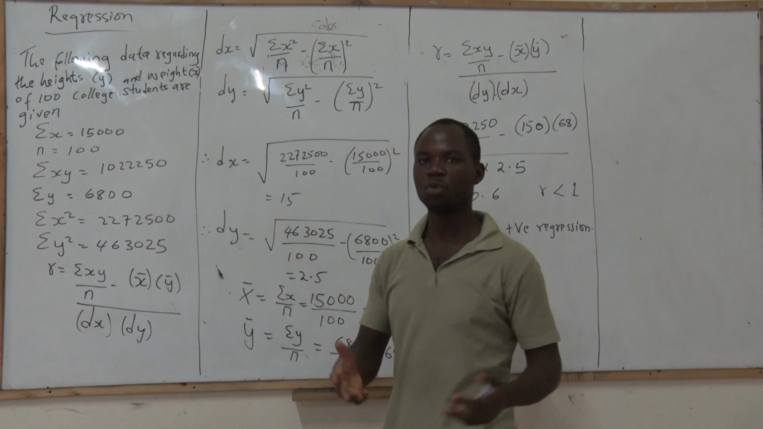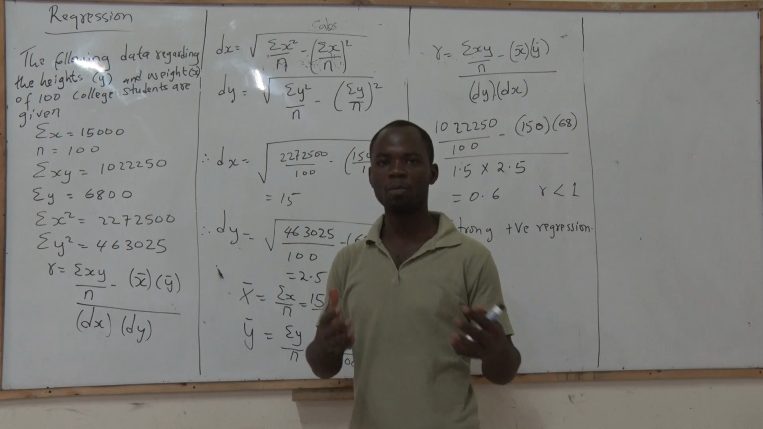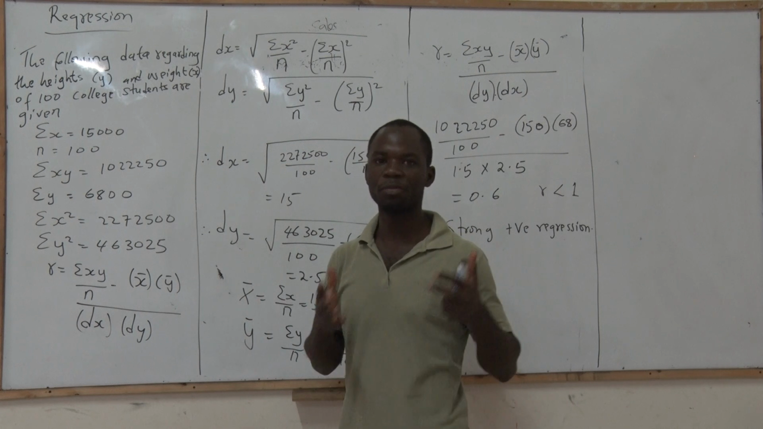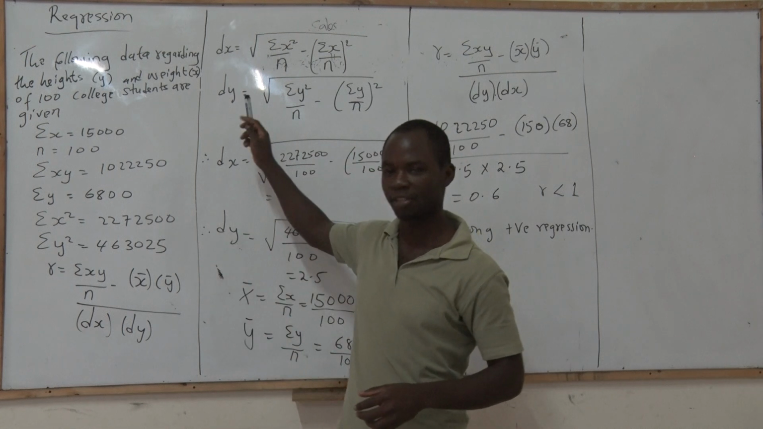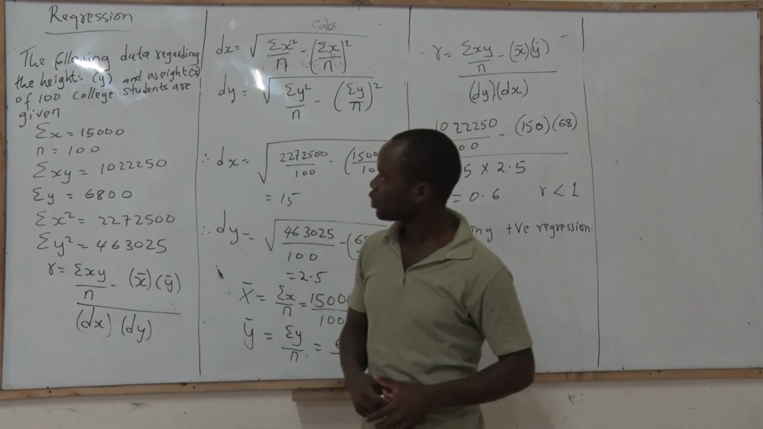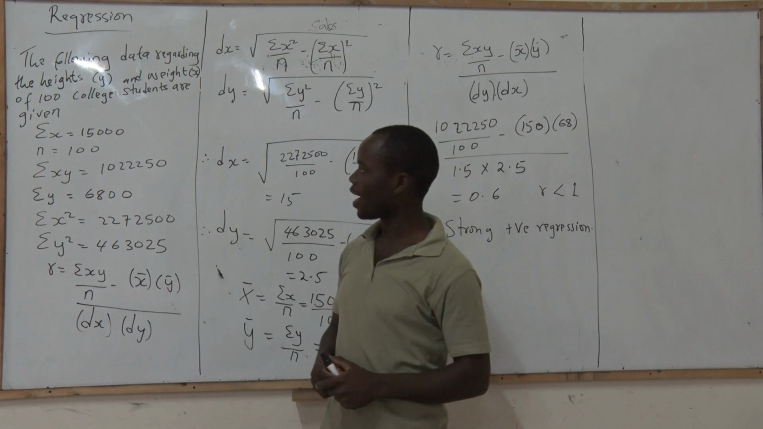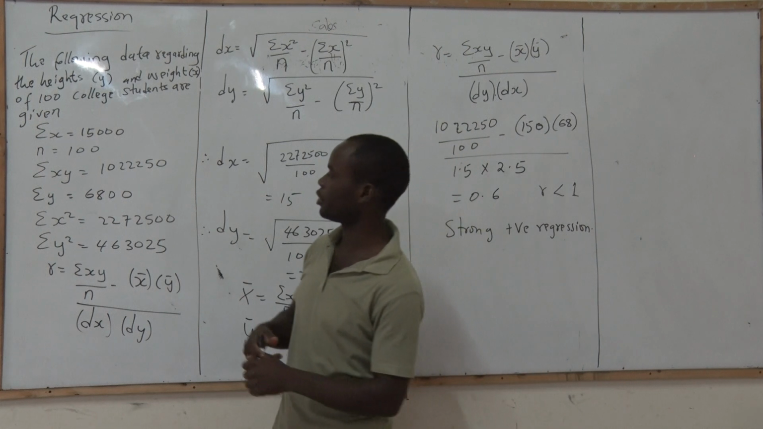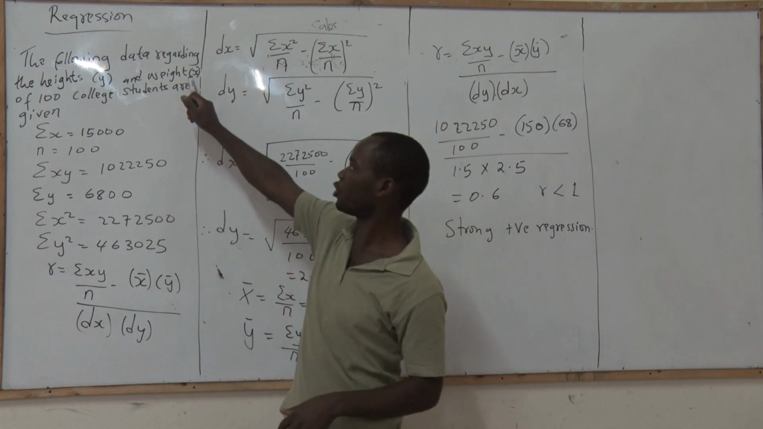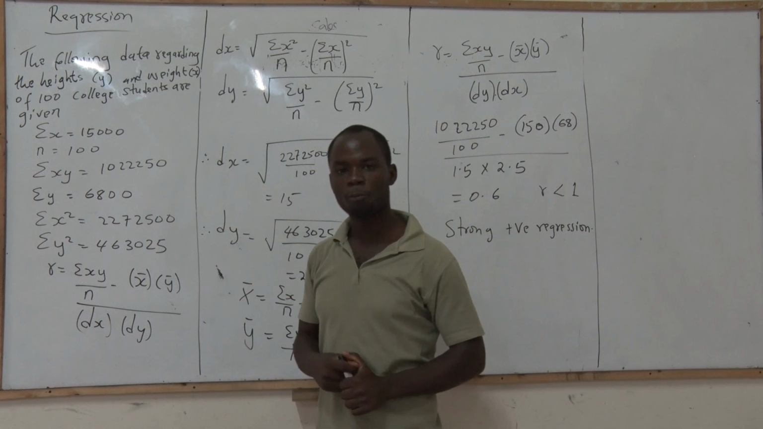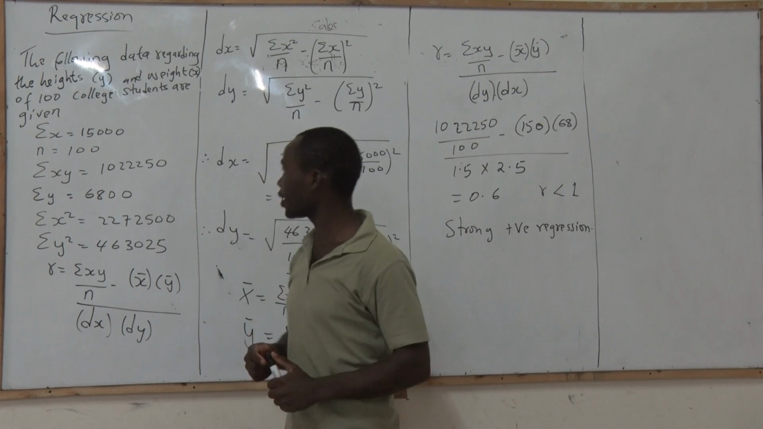We are still continuing with regression, and this will mark the end of our regression practices. And we have a given set of data here as an example. The following data regarding the heights, symbol Y, and weights, abbreviation X, of 100 college students are given.